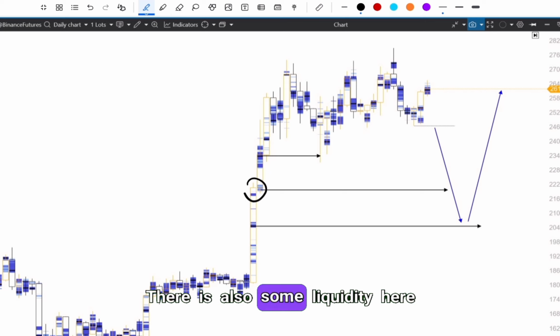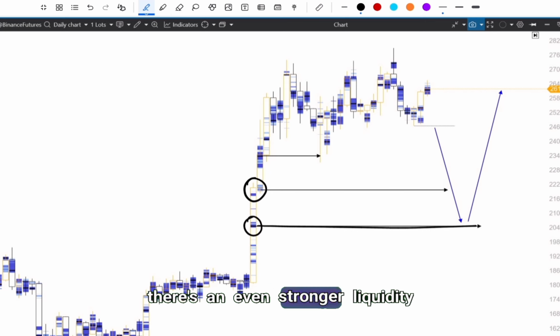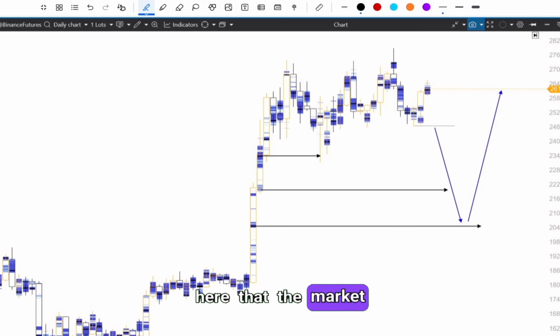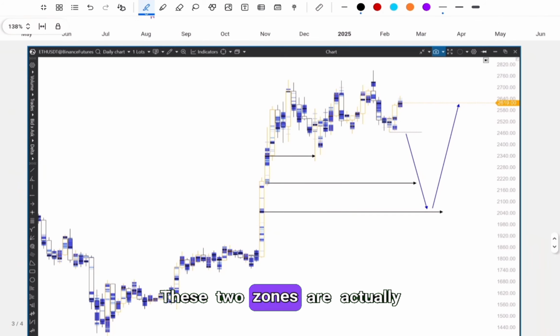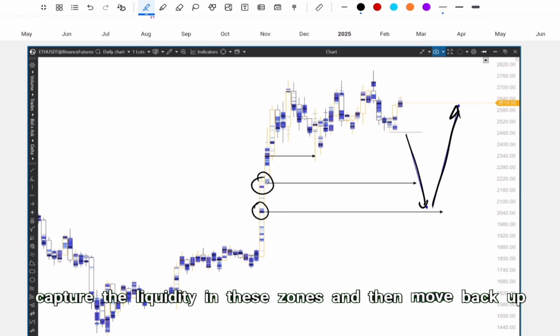There is also some liquidity here that the market hasn't reached yet, and there's an even stronger liquidity here that the market still hasn't touched. These two zones are actually areas where the market could come down to capture the liquidity in these zones and then move back up again.